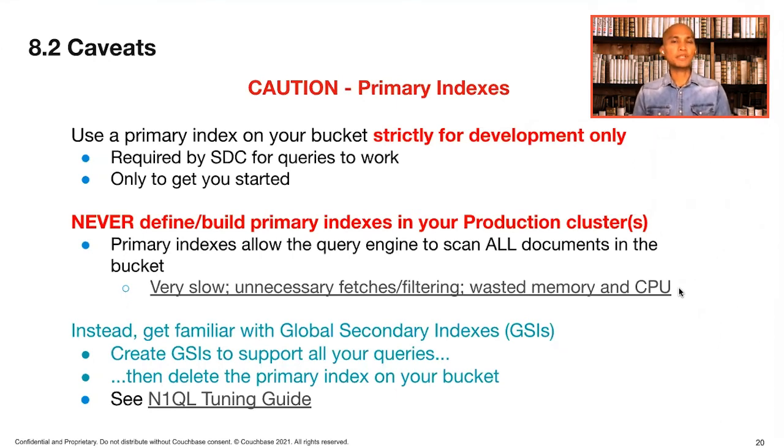Therefore, only use a primary index to get started developing with Couchbase. For example, when using Spring Data Couchbase for the first time, or when you're just getting started with Couchbase queries. The best practice is to create global secondary indexes, or GSIs, that will support all of your queries, then delete the primary index on your bucket. Please make sure to see our best practice guide on N1QL tuning with very useful tips and tricks.